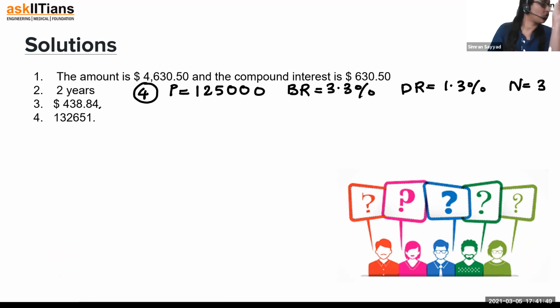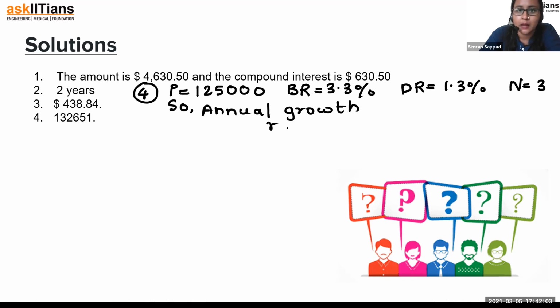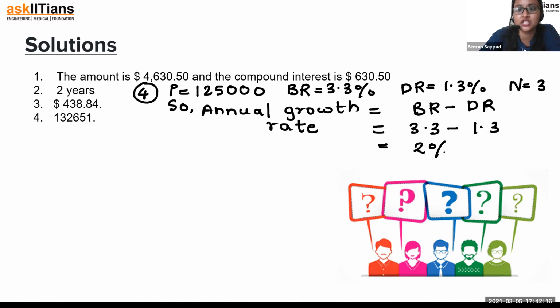First of all, you have to get the annual growth rate, by how much it is growing. So how many are born minus how many are dead. So it is 3.3 minus 1.3, which is nothing but 2%. So this is your annual growth rate. This is the very important part you have to calculate at the initial level. That's why they have given you the different birth rate and death rate instead of giving you the direct 2%.